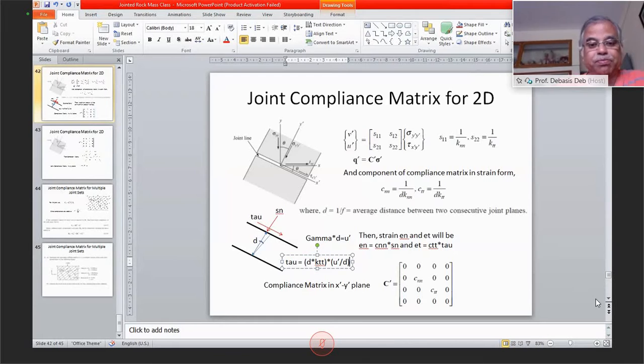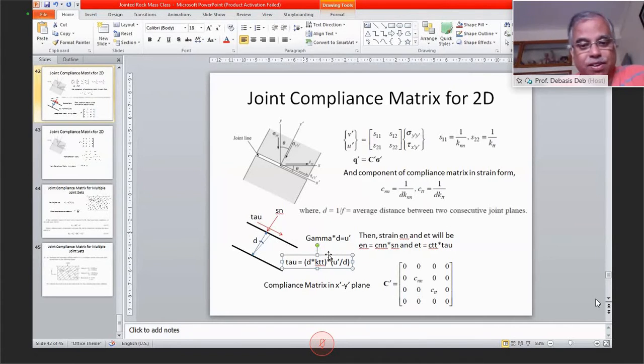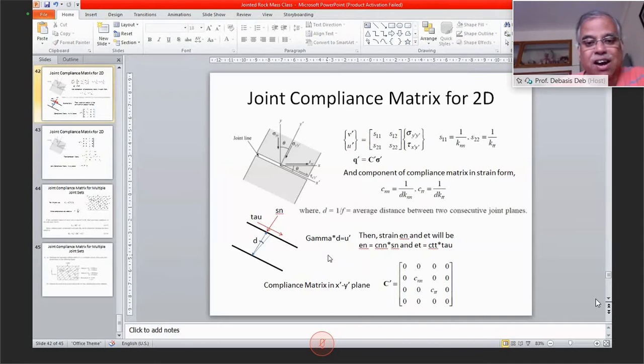Okay. So again, if I take tau to the strain form, then it is D into KT. And if I take it into the compliance form, then it is basically the inverse of that. Okay, everybody understood this? How this has come?